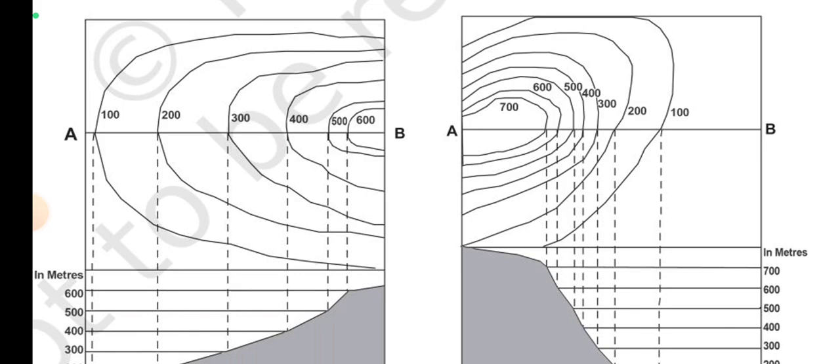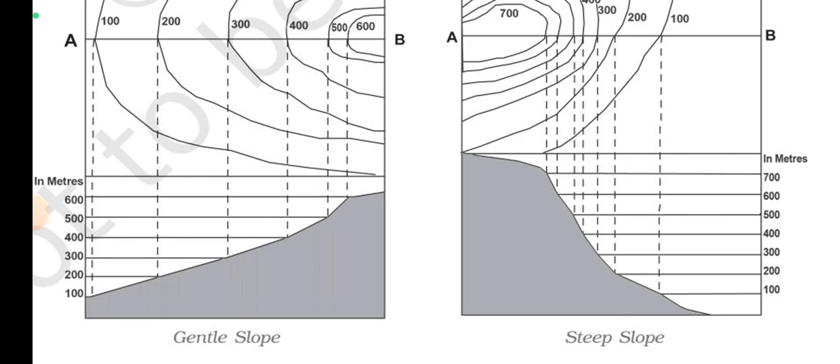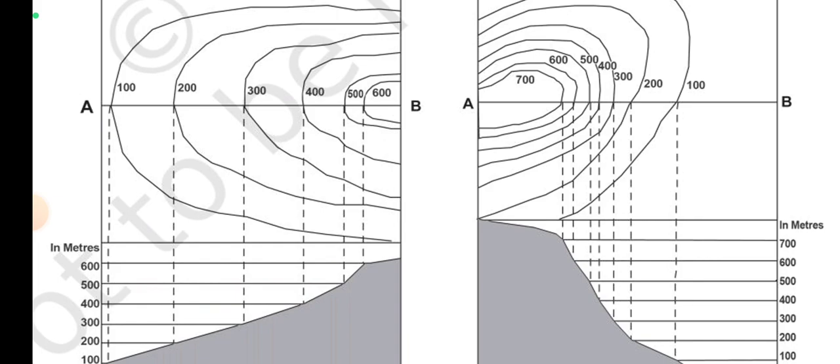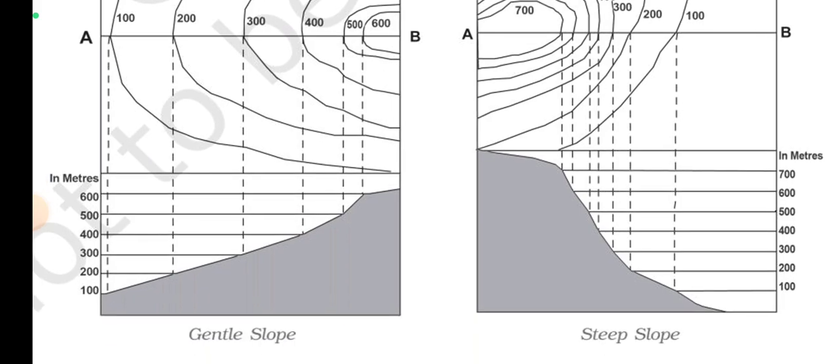how it looks on the topographical map, I mean the contour. So you can see here, this is the gap, more gap, so it means it is a gentle slope, and the actual feature will look like this. And if the slope is steep, the actual feature will look like this, and the contours will be like this, with small space in between them. Okay.